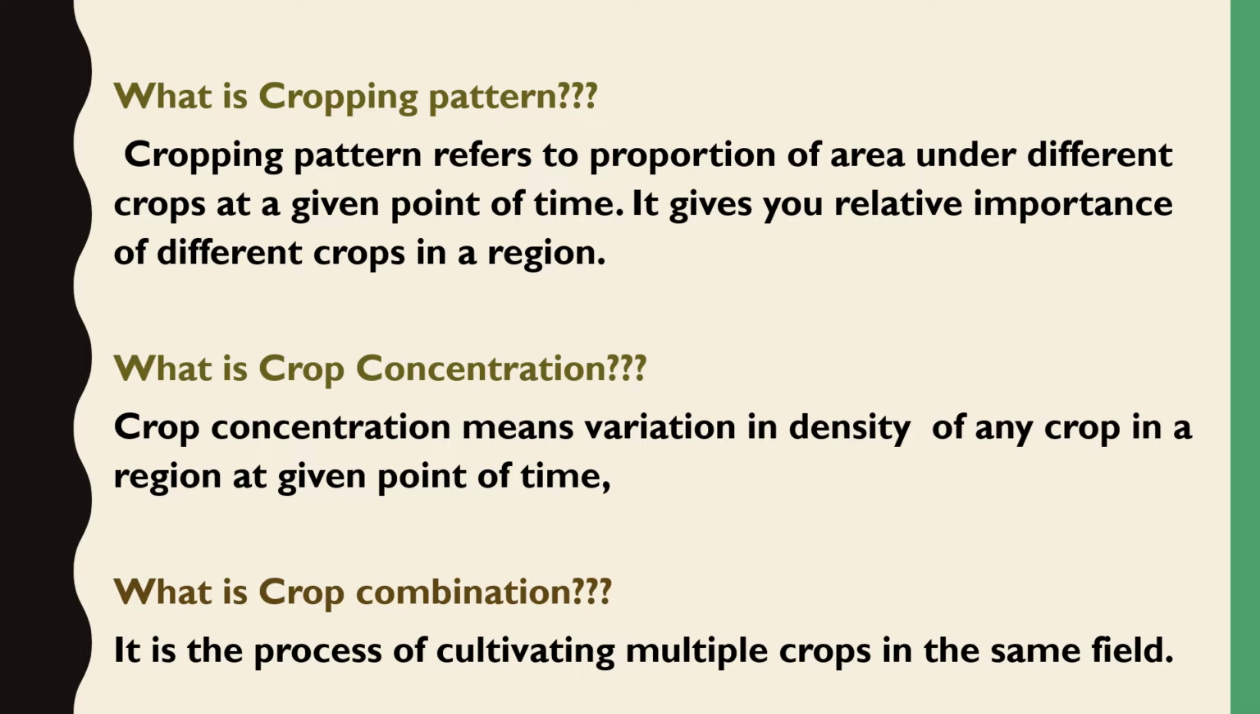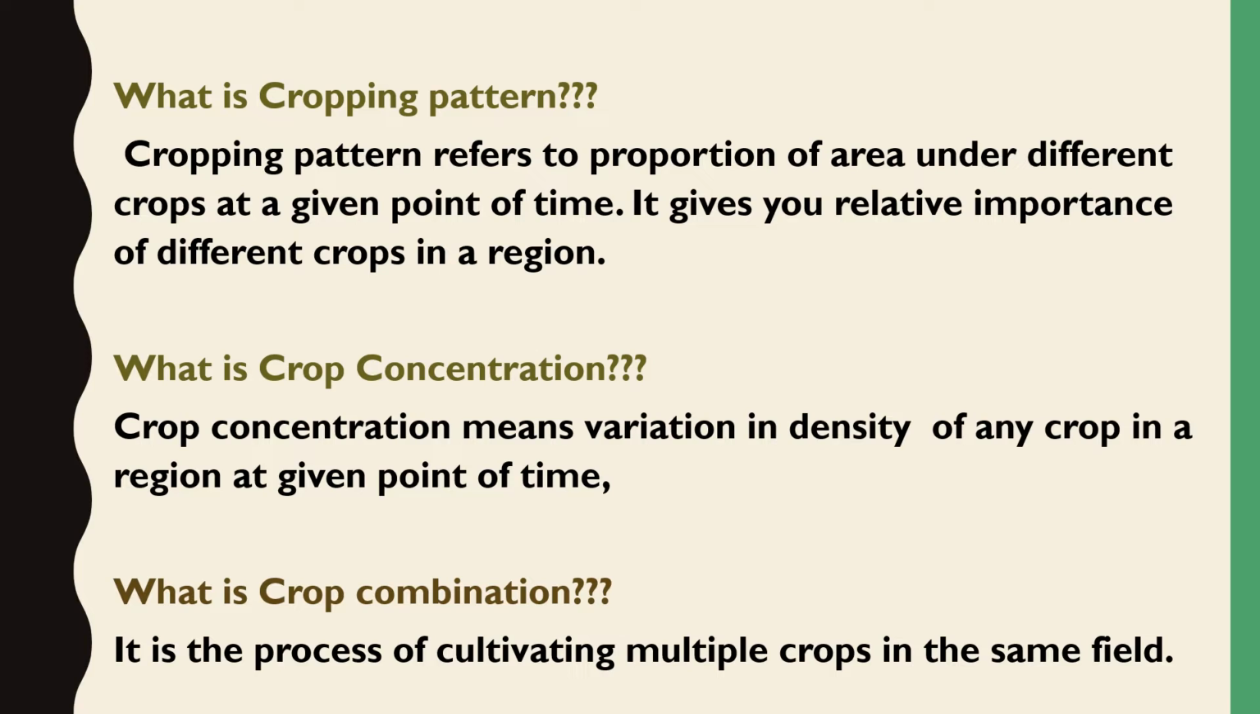Whereas crop concentration means when a single crop is cultivated in a land and it varies with different density from area to area at a given point of time. This is called crop concentration. It means variation in density of any crop. It does not refer to the proportion of area under different crops.